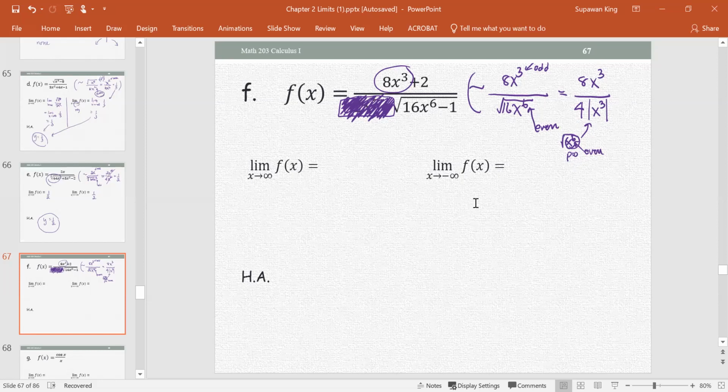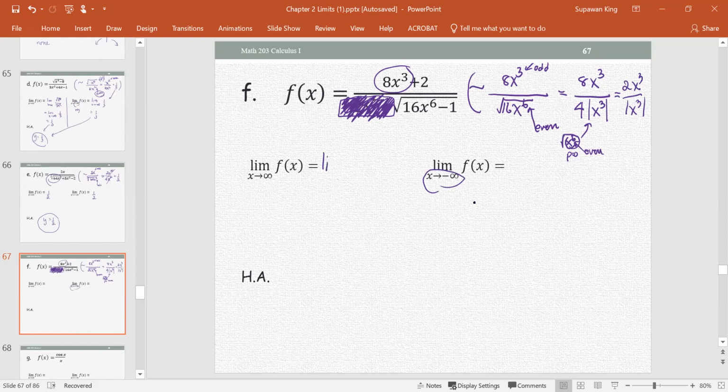Okay, so this one will be 8 over 4, which is 2, x to the third over the absolute value of x to the third. All right, I will keep it as absolute value because we have to consider the negative quantity that comes in.